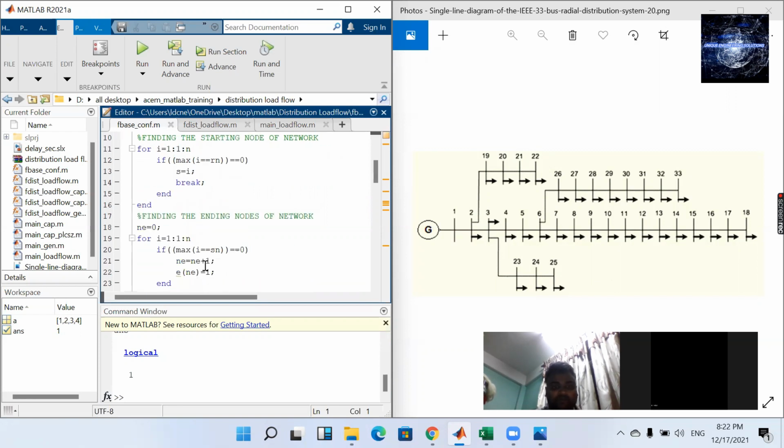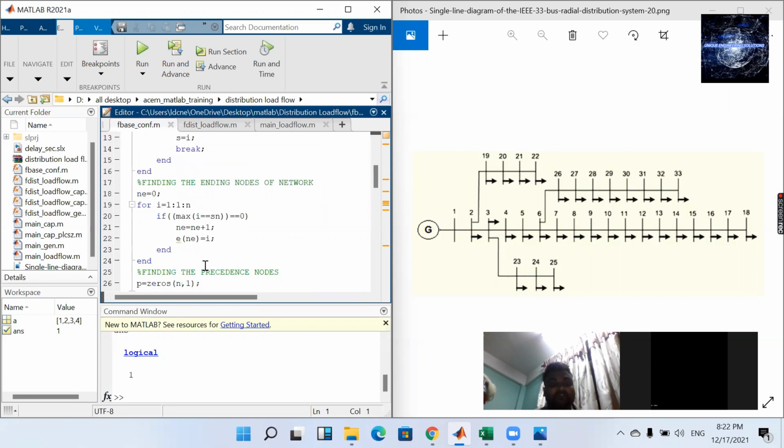Now it will go further, that is, the end nodes. Here also, what is an end node? That is in the laterals. How many laterals? 4 laterals. Which ones are the end nodes? 18, 22, 25 and 33. But in the program we have to develop a logic.